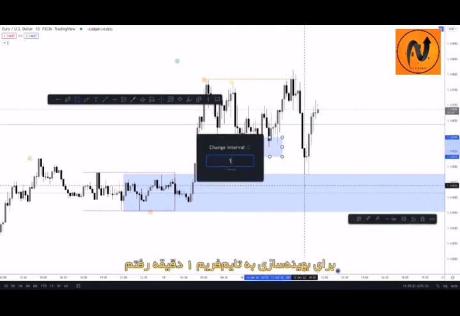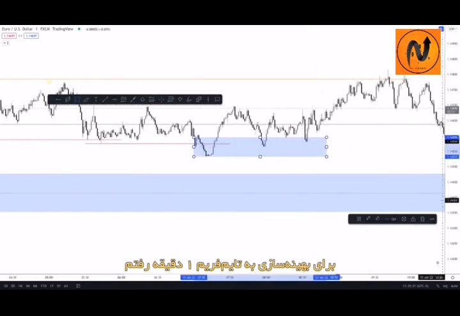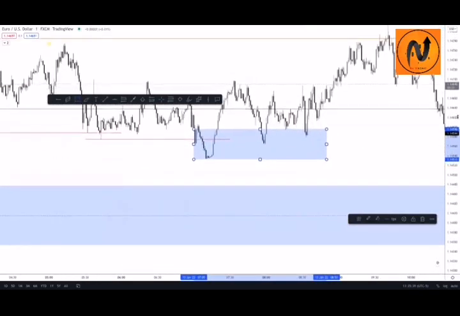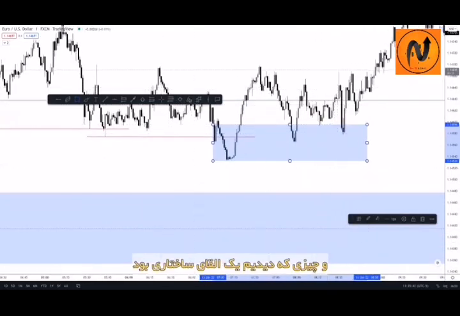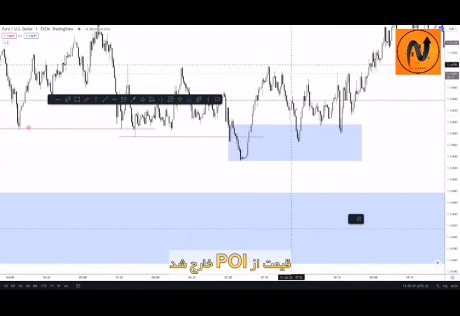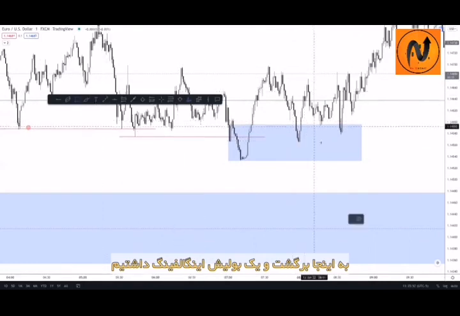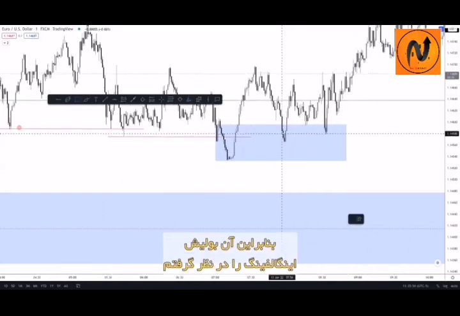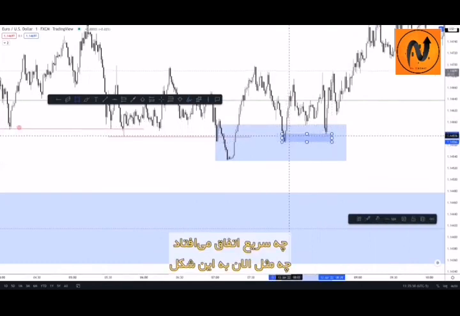Now, in terms of my refinements, I hopped into the 1 minute. And basically what I saw here was a structural inducement, right? So this came out of the POI. We came back here, had a bullish engulfing, right? So I wanted to take that bullish engulfing right here. Now, the only way I would have taken this was if it was immediate or if it had exactly what was happening here. I'm about to show that.